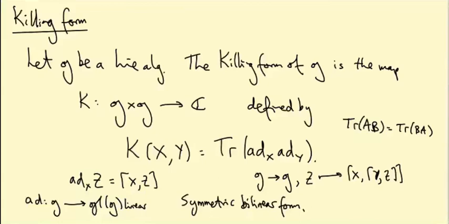So I want to think of k as like a dot product, because the dot product is also something which is symmetric and bilinear. So it turns out that under certain conditions, we can really think of it as a dot product. Basically, we want x dot x to be positive, right, if x is non-zero. And under certain conditions, which we'll discuss later, that's going to be true for the Killing form restricted to certain subspaces like h_R. But we'll talk more about that later. What I want to do in this video is calculate an example.